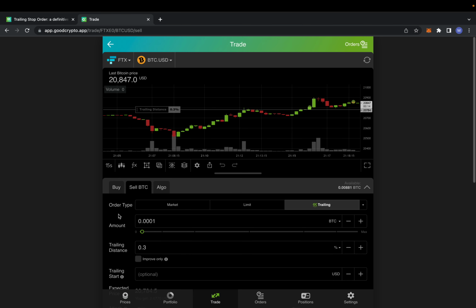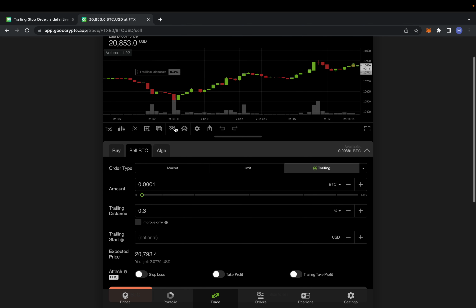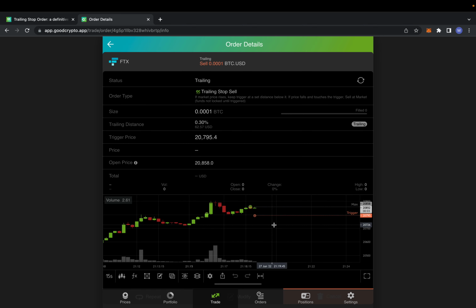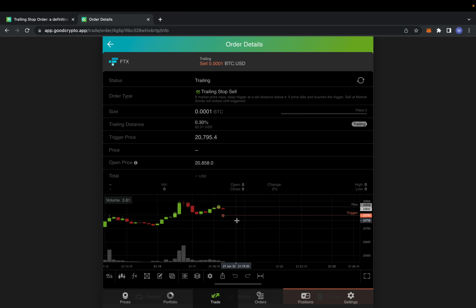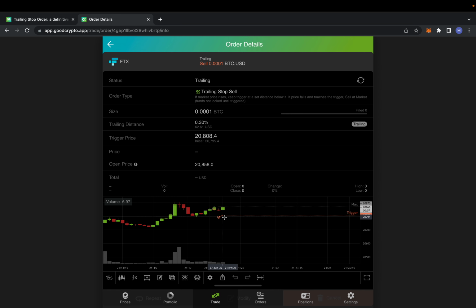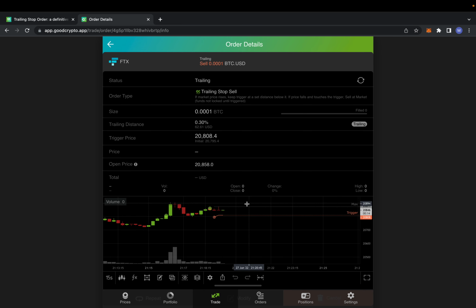Let's try a trailing sell order, right? So now we see the trailing distance moved under the market price. So let's send it. Okay, now you see we're trying to sell, right? So the trigger is below the market price. We're trying to sell at the highest price possible. So as the price goes higher, the trigger will follow it, right? So as long as the price continues rising, the trigger will keep rising with it. If the price moves lower, it will stay in place, and if the price touches the trigger, it will trigger, right?